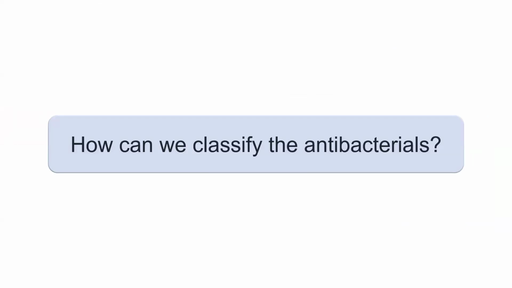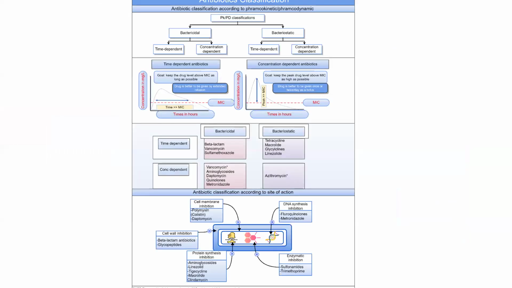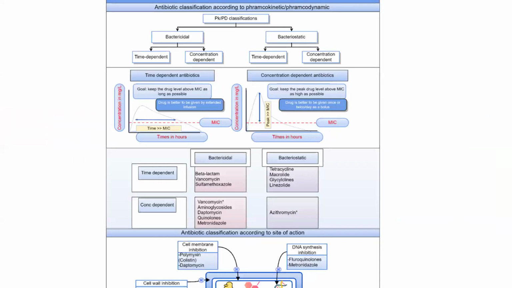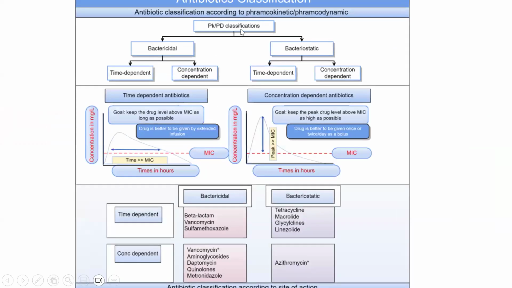How can you classify the antibiotics? Actually, we have two types of classifications. The antibiotics can be classified according to pharmacokinetics and pharmacodynamics, or according to the site of action. Let's start with pharmacokinetics and pharmacodynamics. The antibacterials can be classified into bactericidal or bacteriostatic, and each classification can be sub-classified into time-dependent and concentration-dependent.